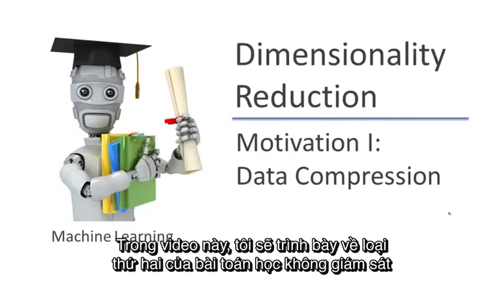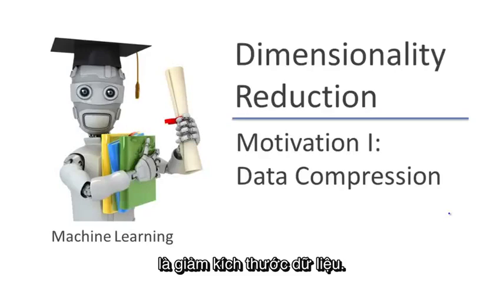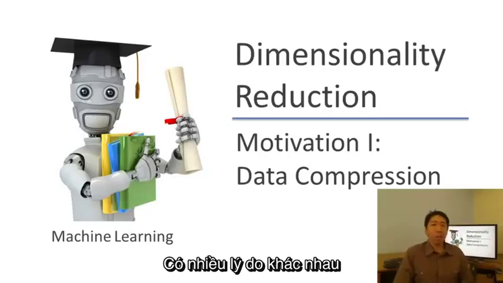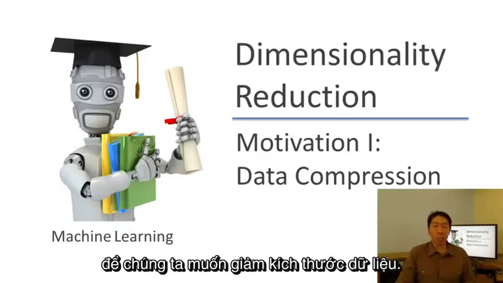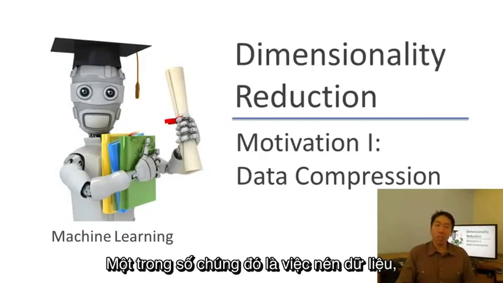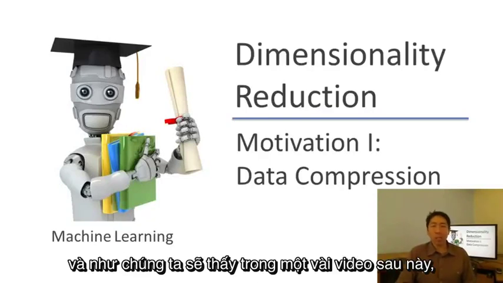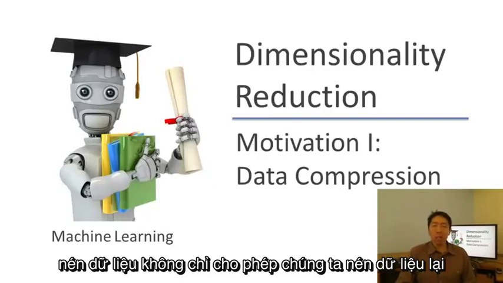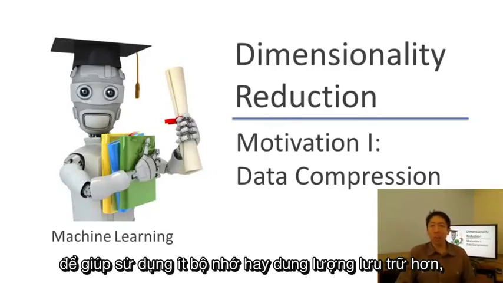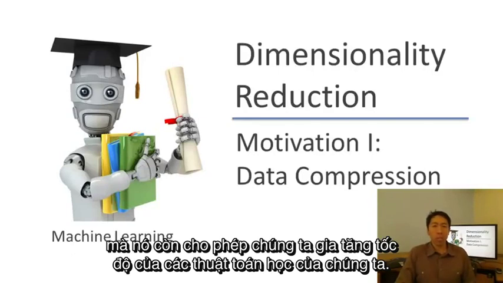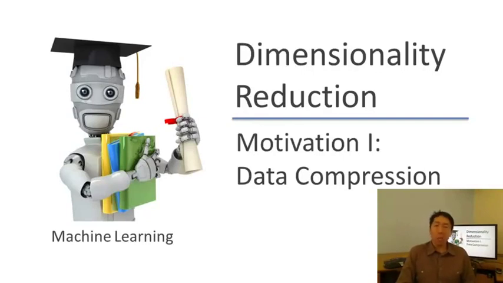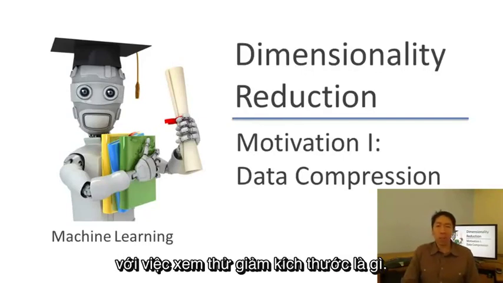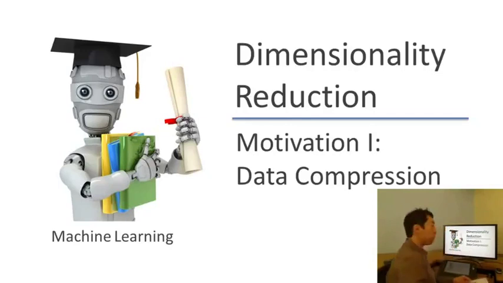In this video, I'd like to start talking about a second type of unsupervised learning problem called dimensionality reduction. There are a couple different reasons why one might want to do dimensionality reduction. One is data compression, and as we'll see a few videos later, data compression not only allows us to compress the data and have it use up less computer memory or disk space, but it will also allow us to speed up our learning algorithms. But first, let's start by talking about what dimensionality reduction is.